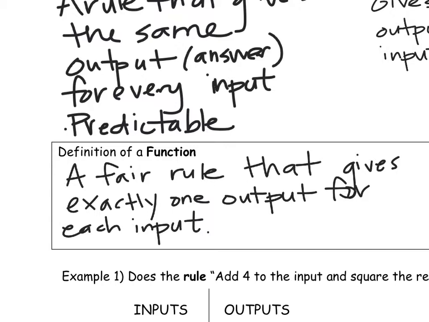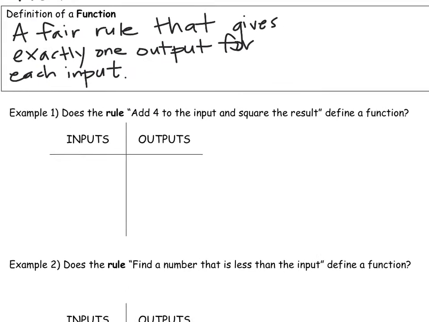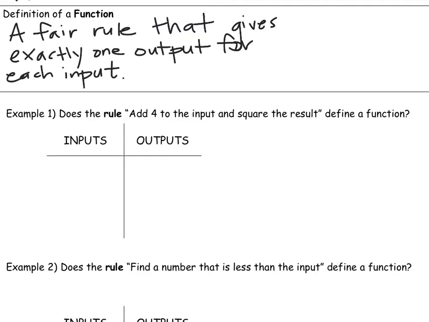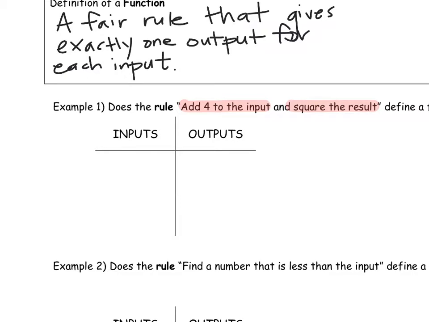Let's talk about an actual example with numbers. Here we have a rule, and our rule is add 4 to the input and square the result. It asks if this is a function, which means, is this something fair that will always give exactly one output for each input? To do this, we have to actually test some inputs. I'm just going to pick some random inputs: -2, 1, and 3.